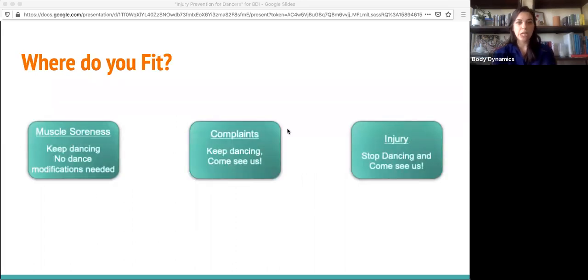So this is a nice way to categorize the differences in these three areas, and you can use this as a decision tree for what you're going to do to manage yourself. Soreness, keep going. Good, it means you're working hard. Complaint, keep dancing, but with modifications as needed. Come see a PT for guidance for those modifications, especially if it's lasting more than a week. And then injury, for that, you should stop dancing and see your PT.